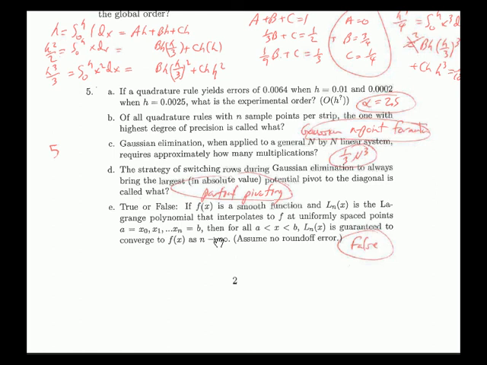Here's a true-false question. If f is a smooth function and Ln is the Lagrange polynomial that interpolates to f at n plus 1 uniformly spaced points between a and b, Ln is guaranteed to converge to f as n goes to infinity, ignoring round-off error. That's false. We saw, for some functions it's guaranteed, but for the Runge function it doesn't appear to converge at all, and in fact doesn't. So that's why high degree polynomial interpolation is not a good idea, even if you didn't have to worry about round-off error, which you do.